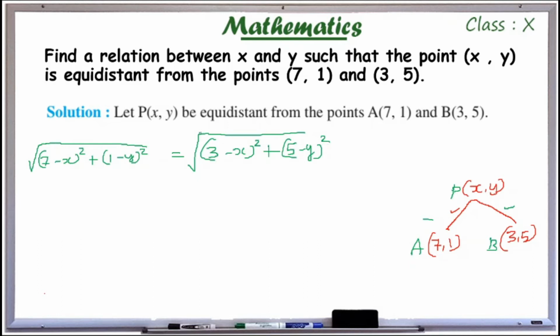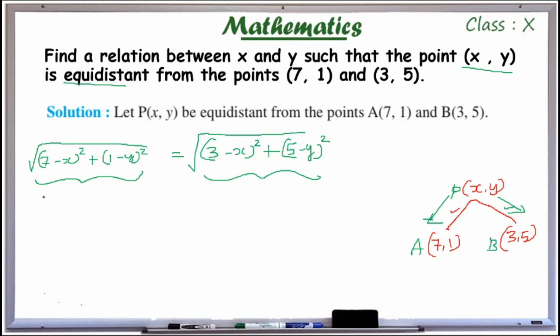So this is the distance between P and A, and this is the distance between P and B. So since the point (x, y) is equidistant, PA is equal to PB. Means both the distances are the same. P is equidistant means P is equal from A and P is equal from B. That is what is meant by P being equidistant. So we can say that PA is equal to PB.